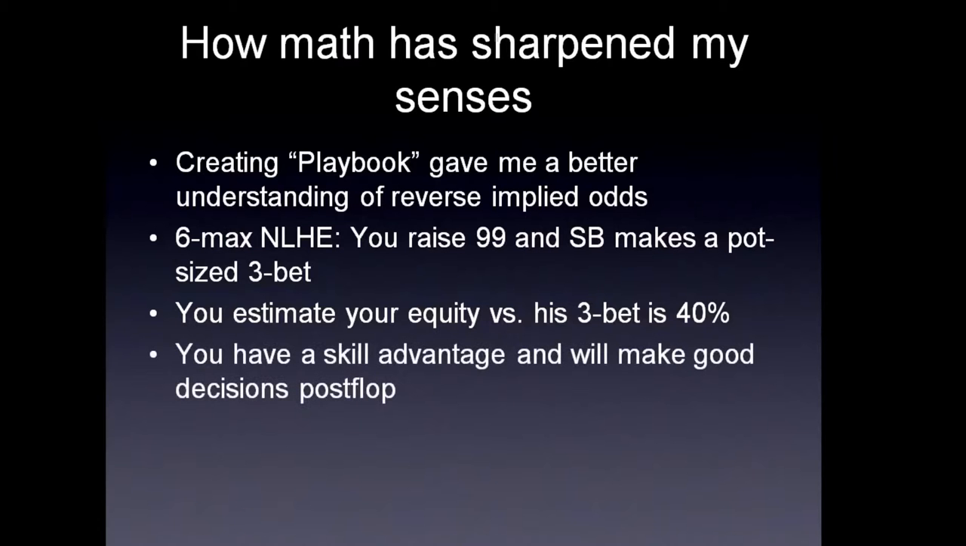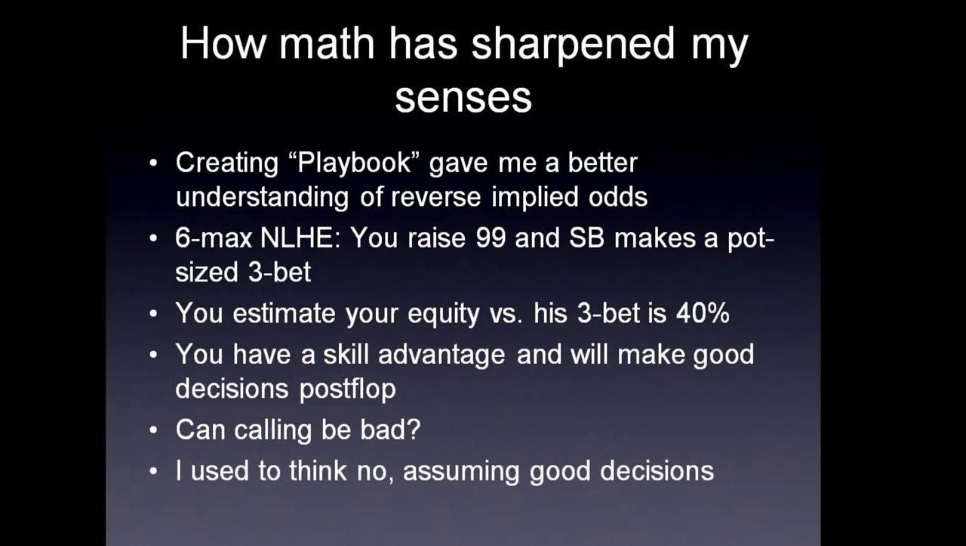You estimate your equity is 40% against his range. You also figure you have position, you have a skill advantage, and you will make good decisions postflop. So I used to think, how could calling possibly be bad? We have an overlay preflop, we're going to make good decisions postflop, so we'll take it one street at a time. If we keep making good decisions, then calling can't be bad. But the answer is it actually can be bad. I'm not saying that it is in this particular situation, but the point is, even though you have this overlay preflop, you can give it back postflop despite making good decisions. And reverse implied odds are the reason why.